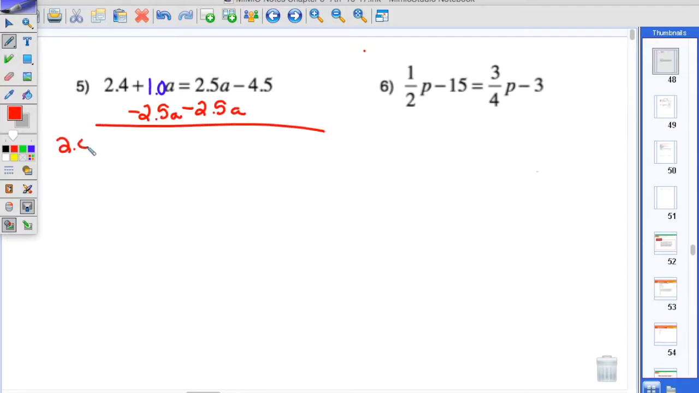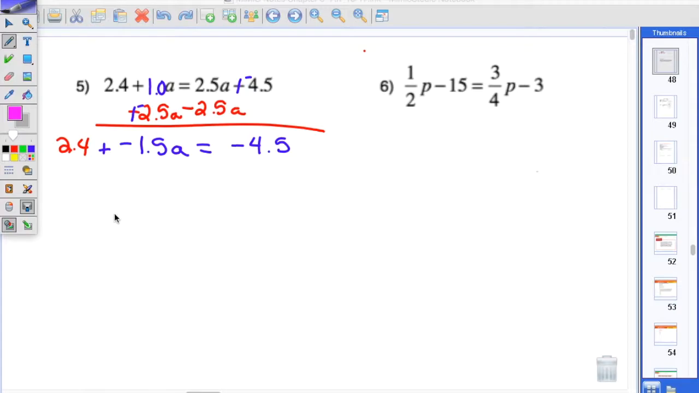So I'm left with 2.4. And now I have 1.0 minus 2.5, or I can change it to adding the opposite. So I would take the sign of the larger and subtract to give me negative 1.5a equals... 2.5a minus 2.5a cancels out. We can also change the subtraction to adding the opposite. So we're left with negative 4.5.